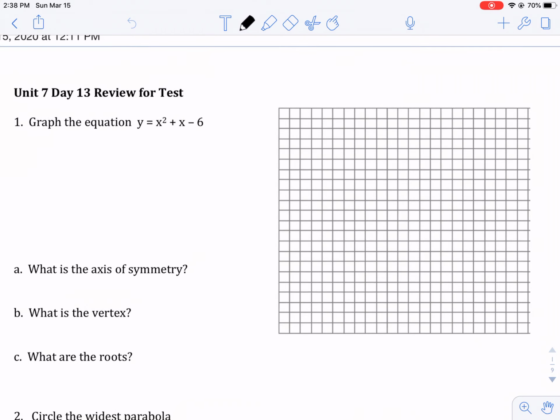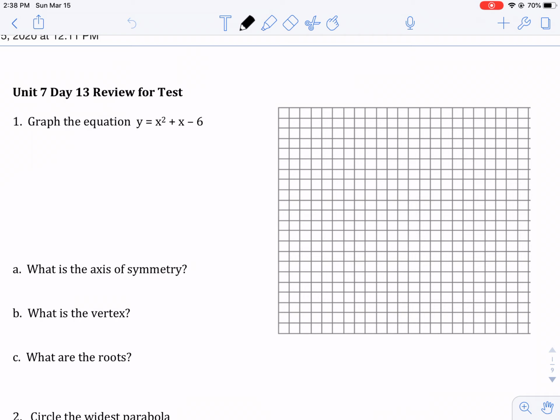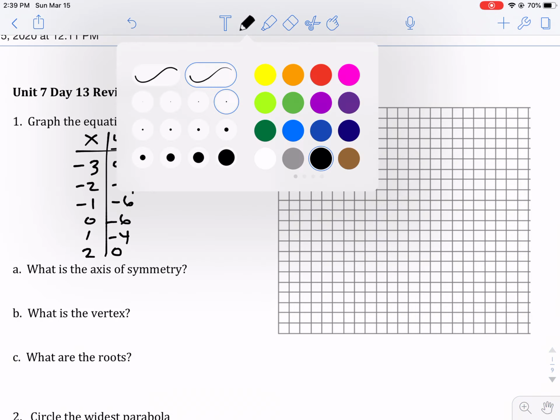All right, so the first one says graph the equation x squared plus x minus 6. So that means I need to get a table of values and copy the table. And we get -3, 0, -2, -4, -1, -6, 0, -6, 1, -4, and 2, 0. So in order to graph this, I have to show the table.